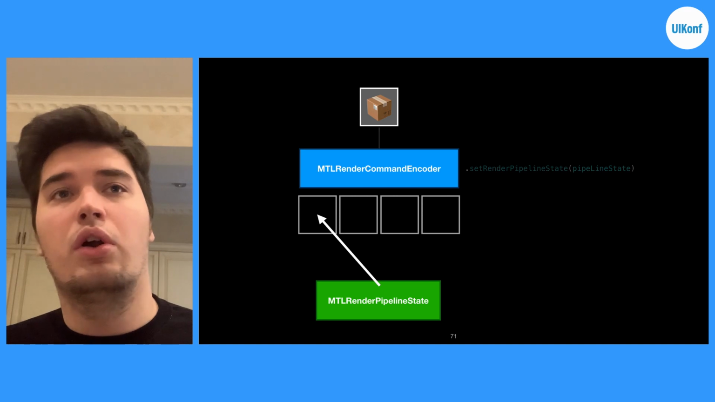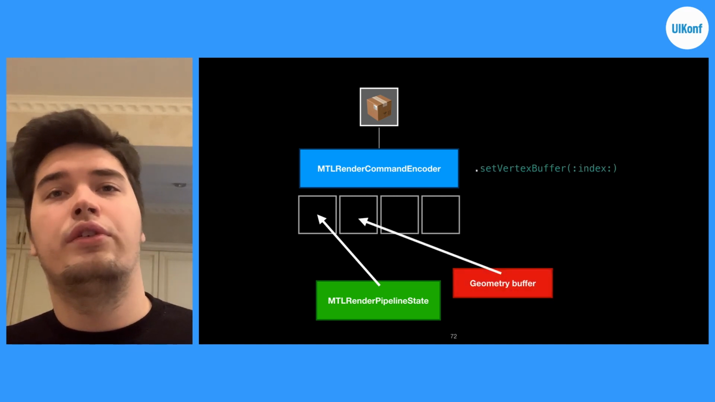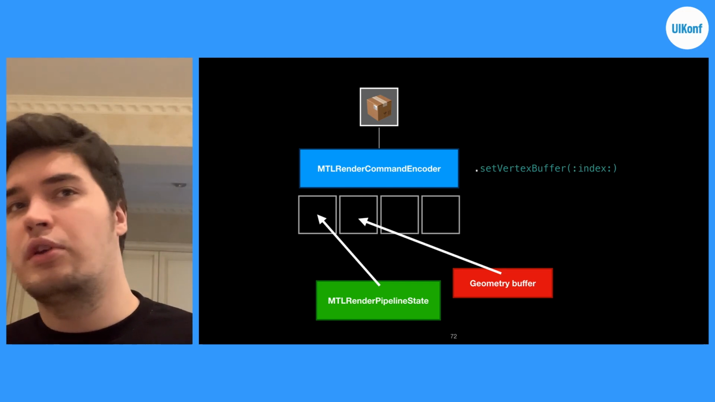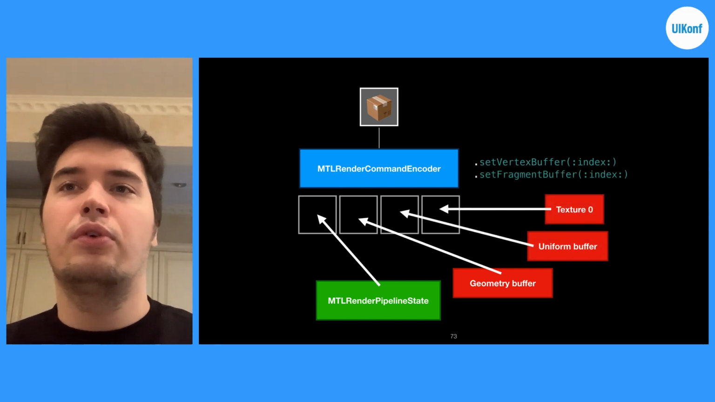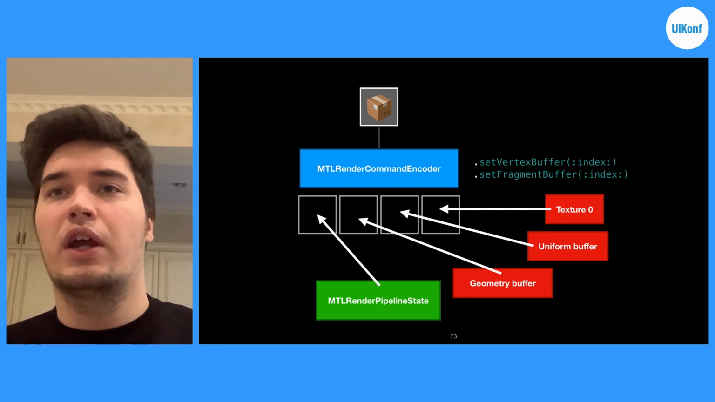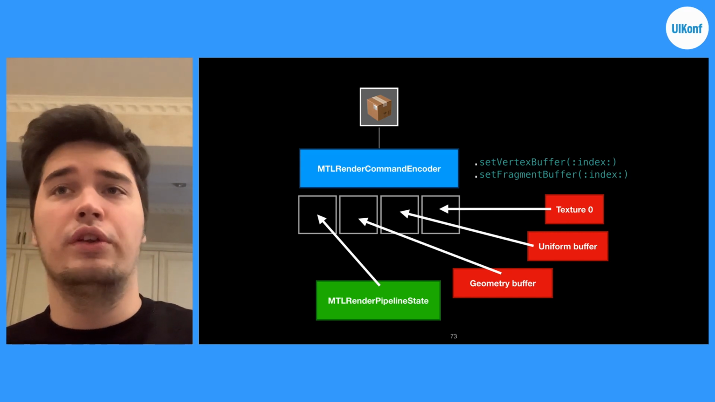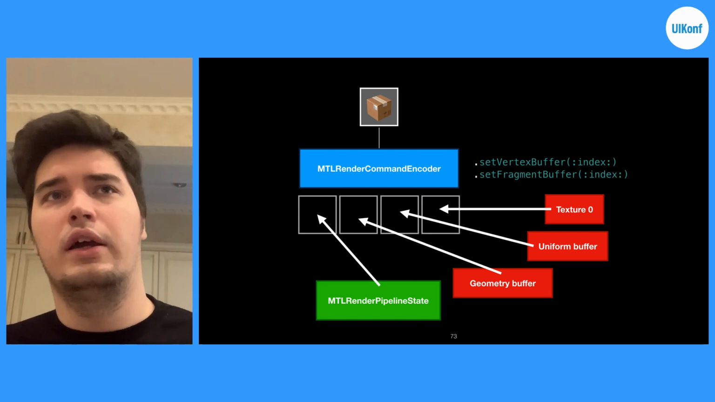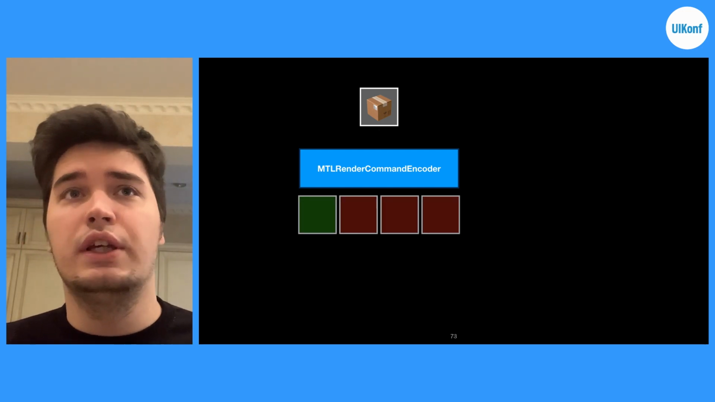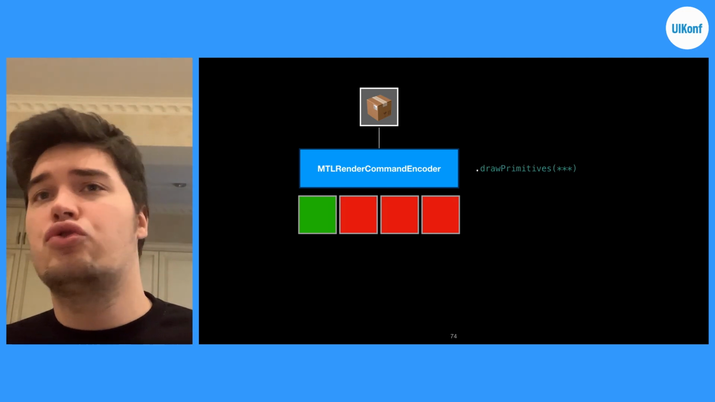But in case your shader uses some other stuff, you can call set vertex buffer, for example, for your geometry. You can pass your time in a uniform buffer and a texture for the fragment shader by calling set fragment buffer. So you can put basically any number of parameters that you need in your shader. And then you call draw primitives.